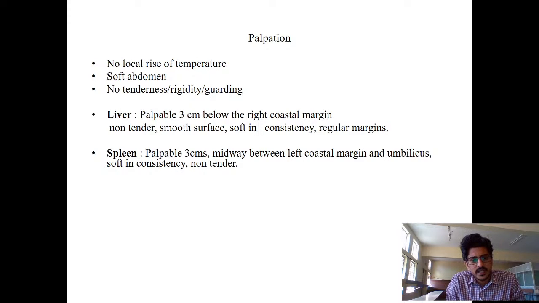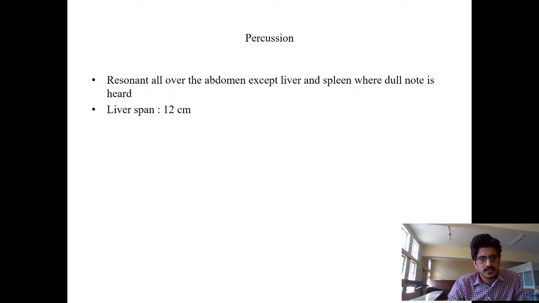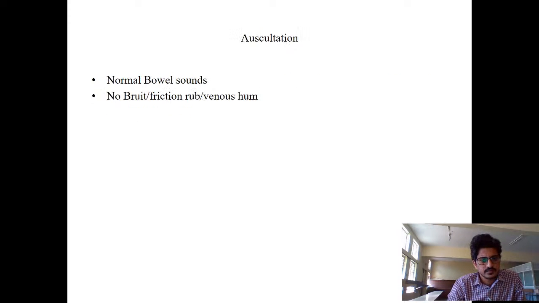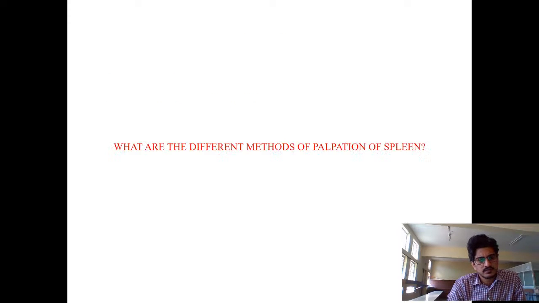Okay, so splenomegaly is mild. Splenomegaly is there, palpable only 3 centimeters. Liver is also palpable. Percussion: resonant all over the abdomen except liver and spleen, where there is a dull note. Liver span is 12 centimeters, so basically it's increased. Normal should be around 9 to 10 for this child. Auscultation: normal bowel sounds, no bruit, friction rub or venous hum.